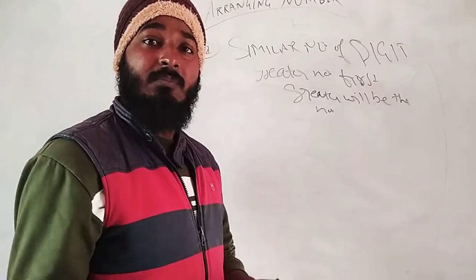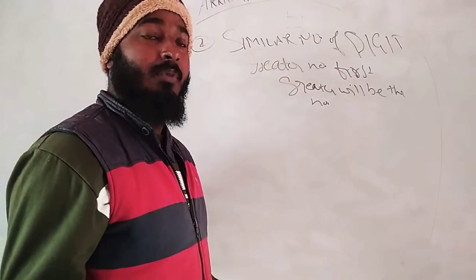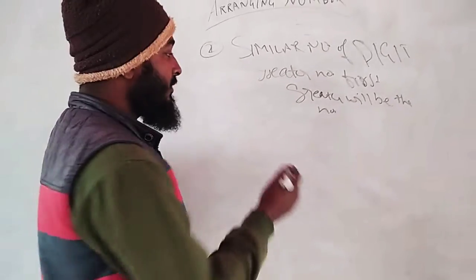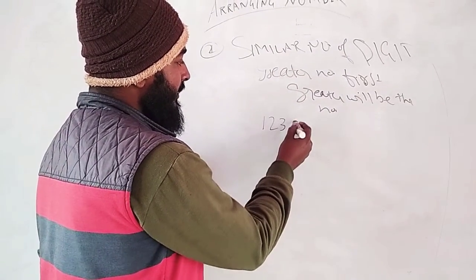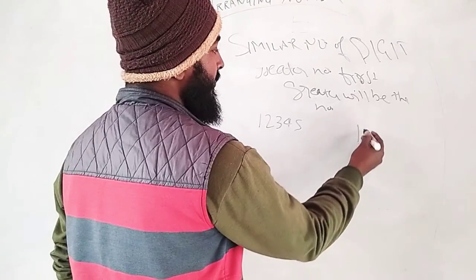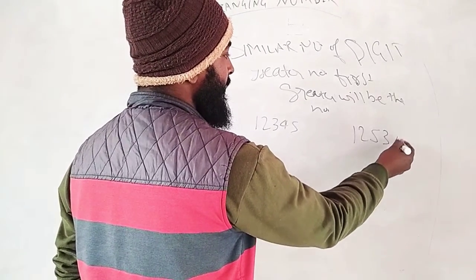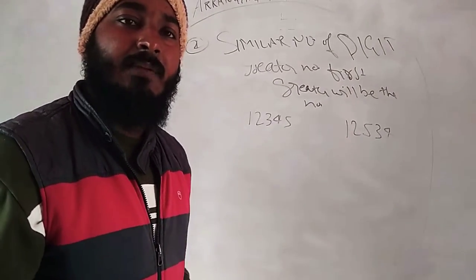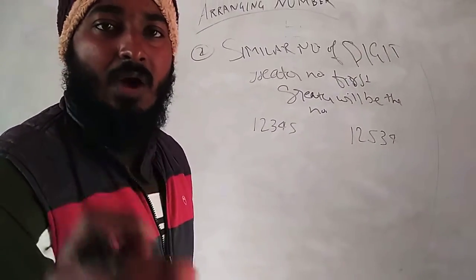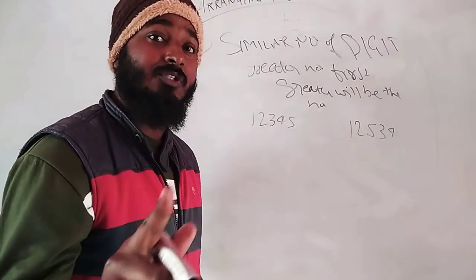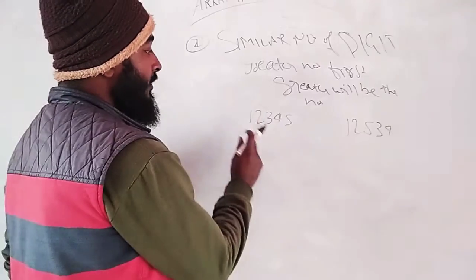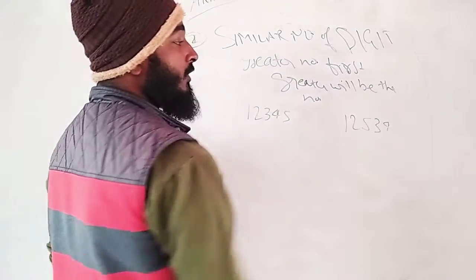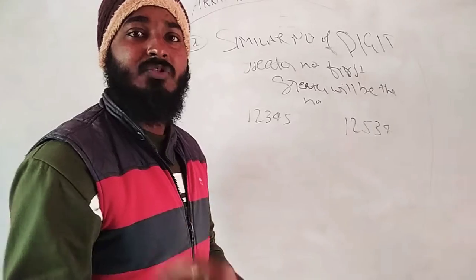Greater number first, greater will be the number. So what's the number here? Let's take some example, like 1, 2, 3, 4, 5 and 1, 2, 5, 3, 4. Which one is greater? You don't have to judge, you don't have to look, just count the digits. The first rule, don't forget the first rule, always use the first rule. Count digits: 1, 2, 3, 4, 5. Five digits are there. No difference in digits, so the first rule fails.